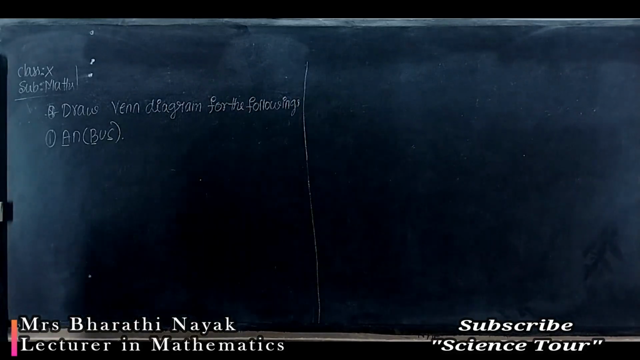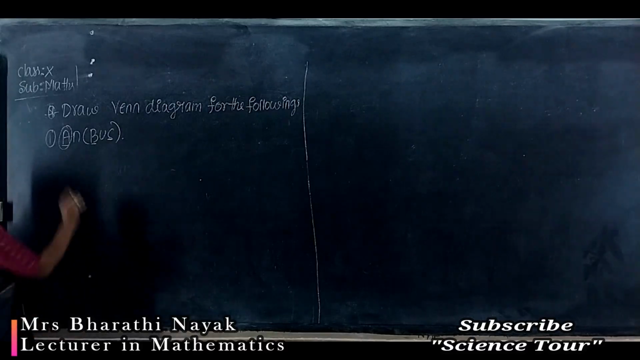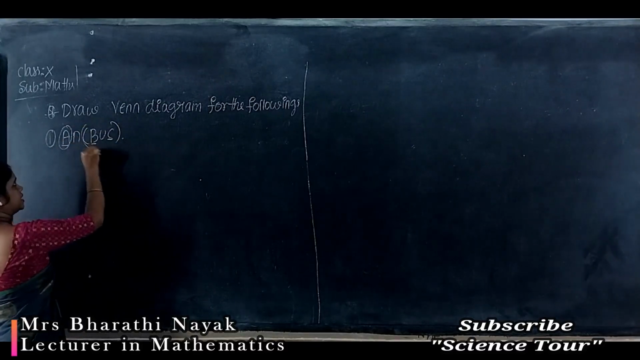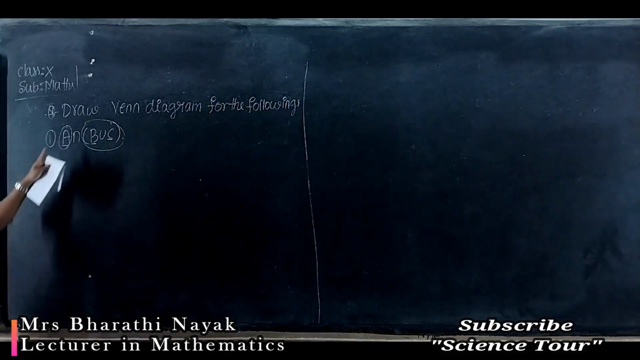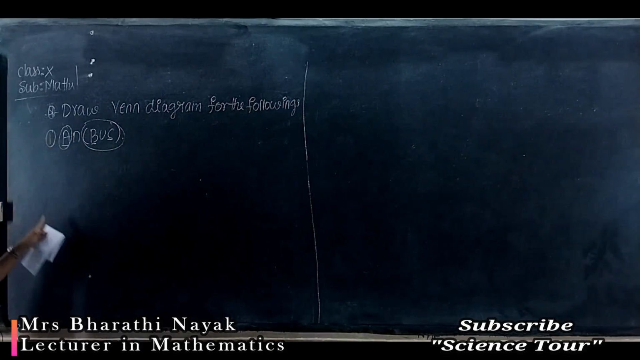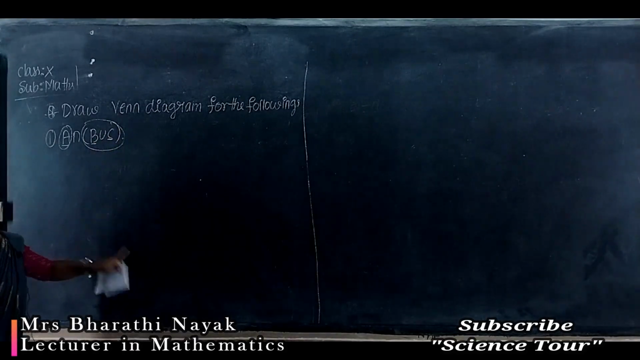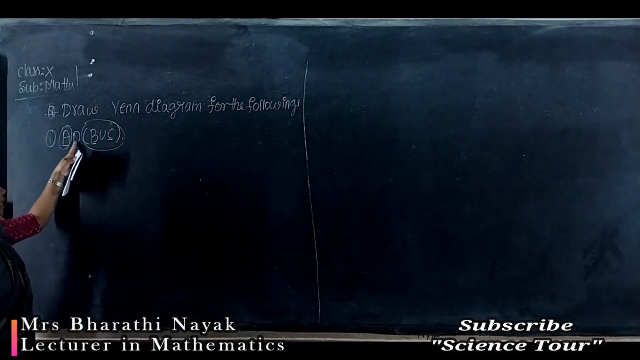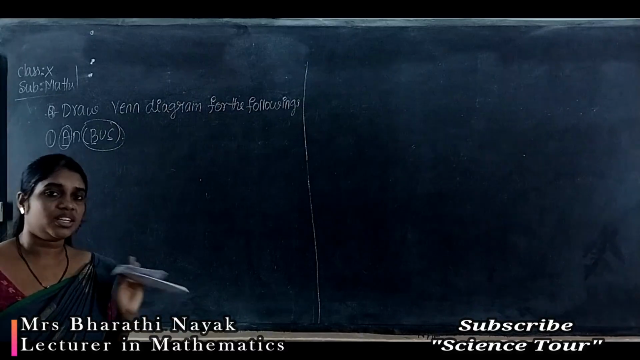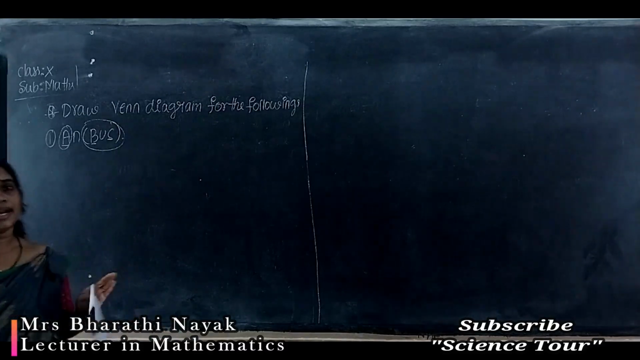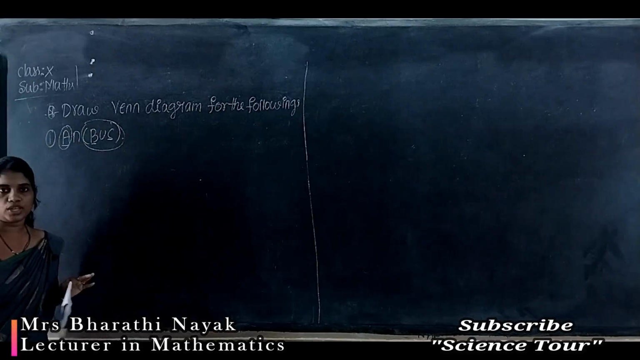Okay, see here. First, set A I'll consider. Next I'll consider B union C. First I'll draw the Venn diagram of set A separately, next B union C separately, so later I'll take the intersection. What is the meaning of intersection? Intersection means a common region. Later I'll take the common region of set A as well as B union C.